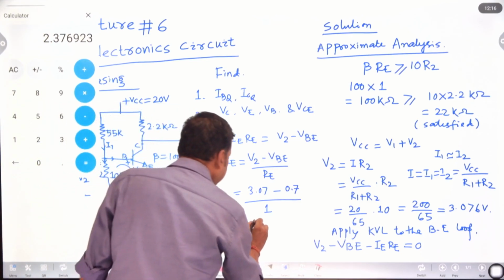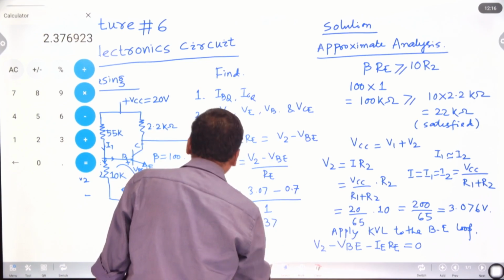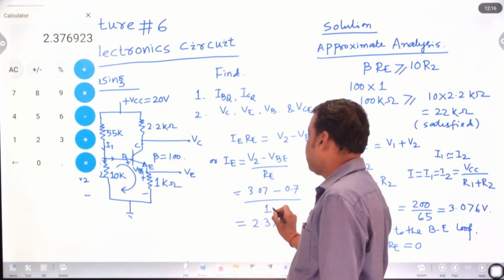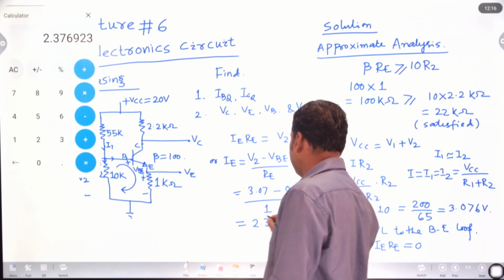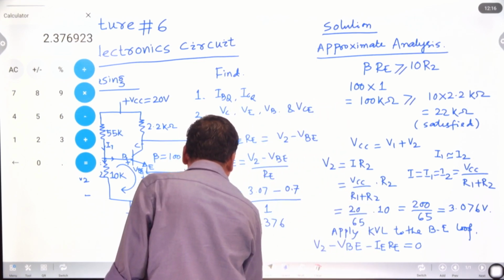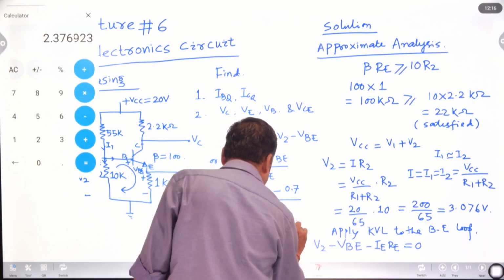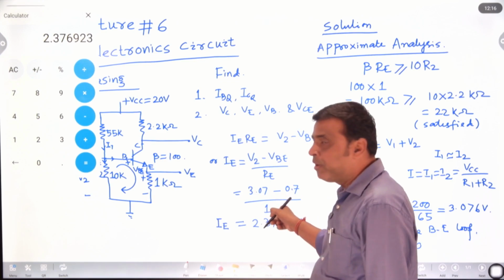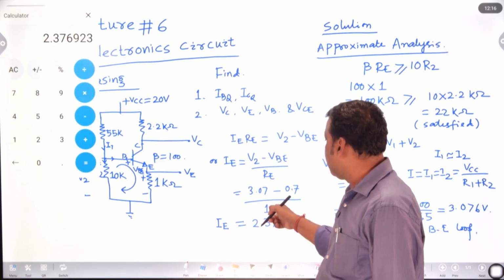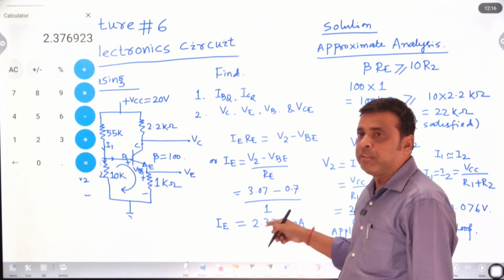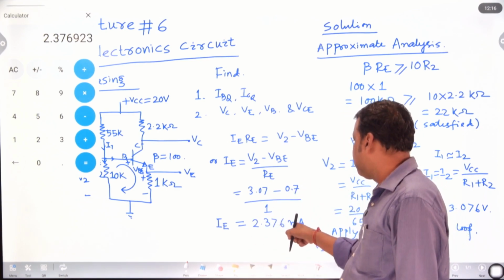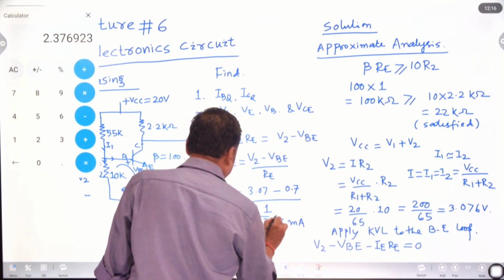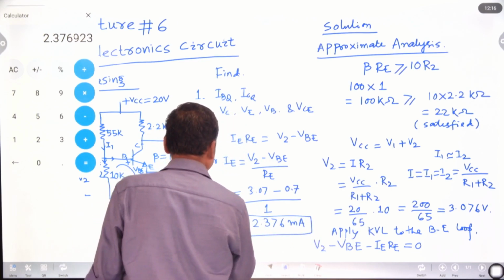This is nothing but 2.376. Remember, this is 1 kilo ohm. 1 kilo means the reciprocal of kilo, that is milliampere. So you have to write the emitter current IE equal to this in milliampere. Why am I writing milli? Because of 1 kilo ohm, the denominator is 10 to the power 3. If the denominator is 10 to the power 3, then it can be written as 1 by 10 to the power 3, which is 10 to the power minus 3. So 10 to the power minus 3 is nothing but milliampere. That's why emitter current IE equal to 2.376 milliampere.